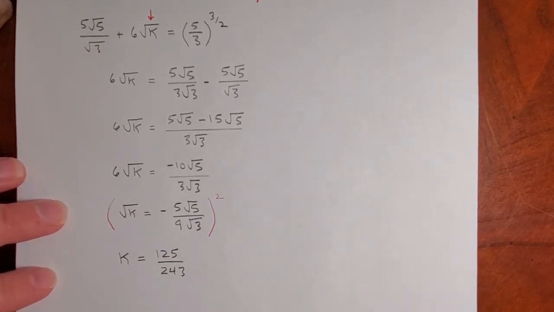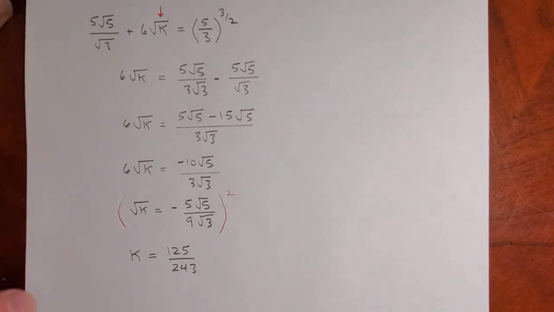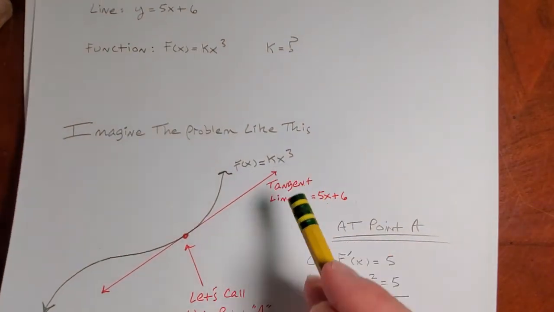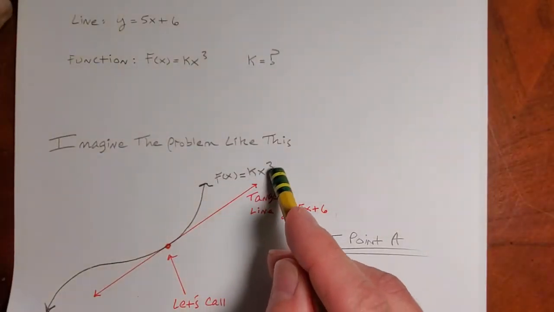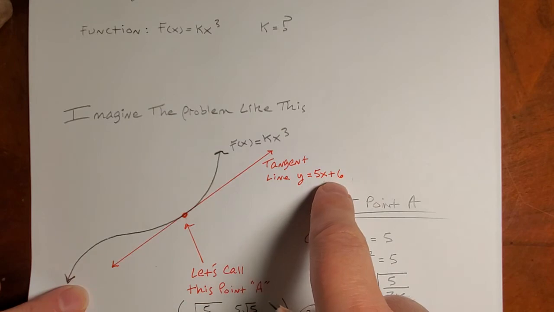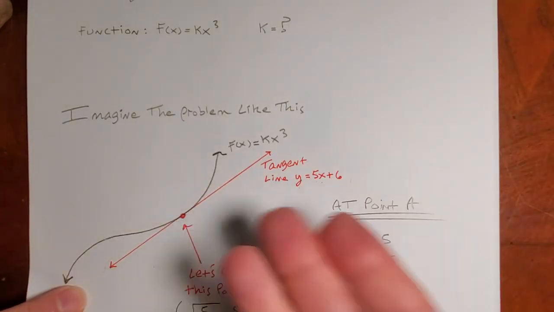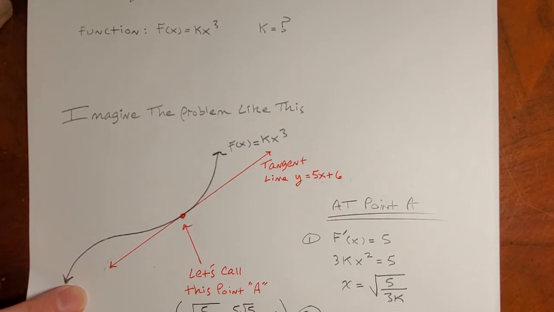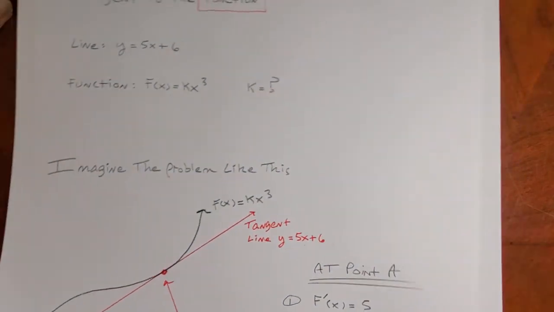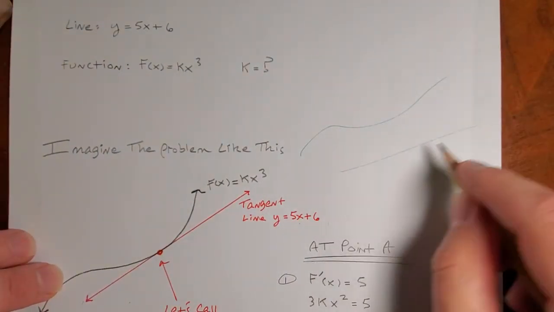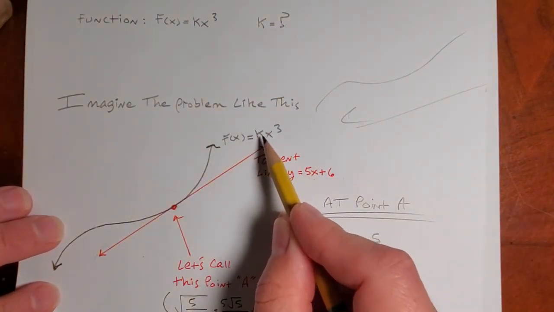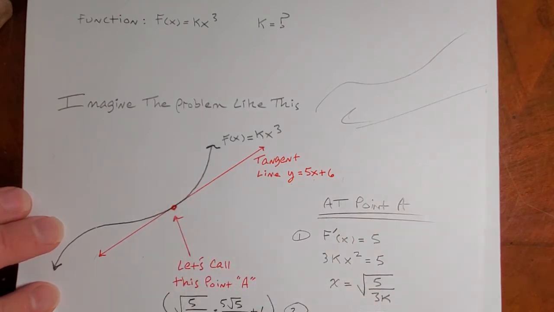So if you had a graphing calculator or some online grapher, and you plotted y equals 125 over 243 x to the third power, and then you plot this tangent line y equals 5x plus 6, it looks something like this. They'd run right into each other at that point. And that would verify the solution of the problem, because it just says, what does k have to be for them to be tangent? It wouldn't be tangent if you had the curve here and the line over there. That wouldn't work. But if you graph it with 125 over 243 for k, they'll run into each other like this and, in fact, be tangent.